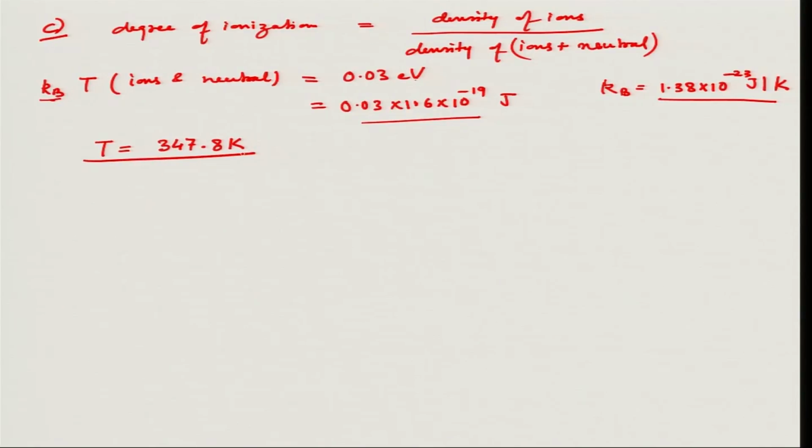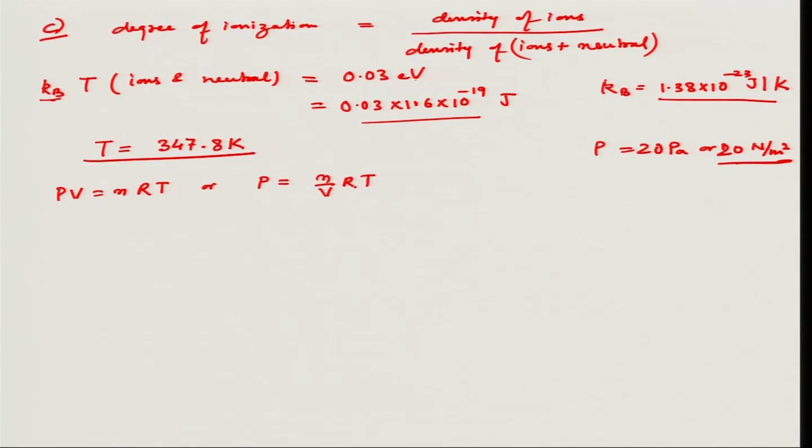So, this is the temperature. Now, we are given a pressure of 20 Pascal or 20 Newton per meter square. This is the SI unit of pressure. And we also know that PV is equal to nRT, or P is equal to N over V RT. So, given P and T, we can calculate N over V.